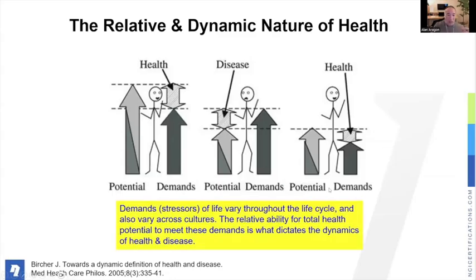So that's the point. The demands and stressors of life vary throughout the life cycle and also vary across cultures. And the relative ability for total health potential to meet these demands is what dictates the dynamics of relative health and disease, or of a net state of health or a net state of disease. And that's your new definition and your new perspective of health.